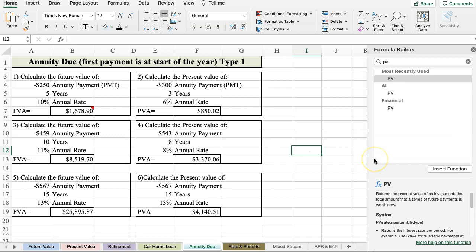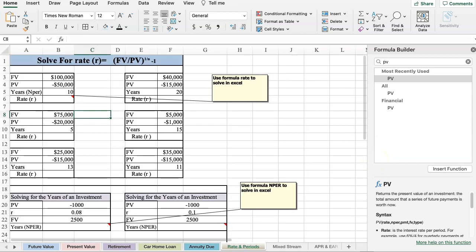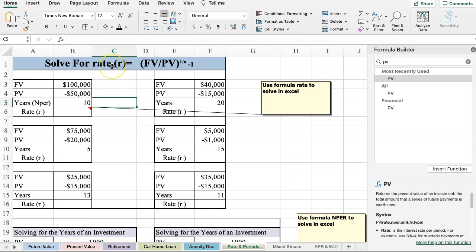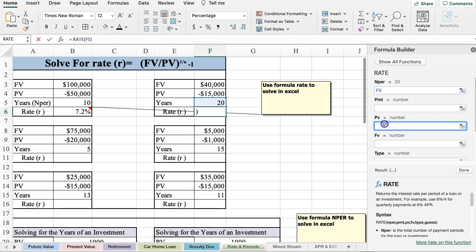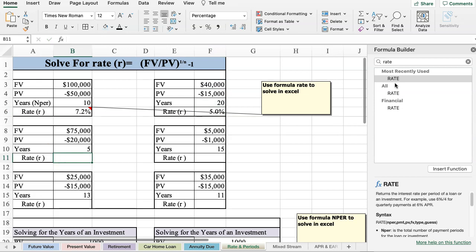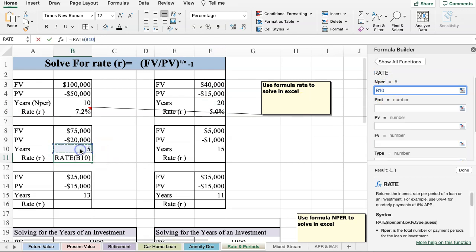Let's move on to rates and N per. Okay. So we want to solve for R, special rate formula to solve for R. I'm going to type in rate, and our N per here is our N per. Now, future value and present value. Future value, and then present value. I have present value that this Excel likes. So hit done, we get the rate. So once again, the rate function, the N per, present value, future value, to get the rate. So very simple, right?